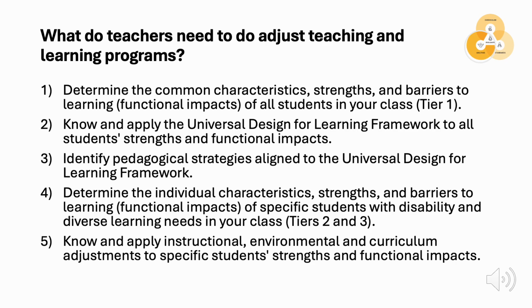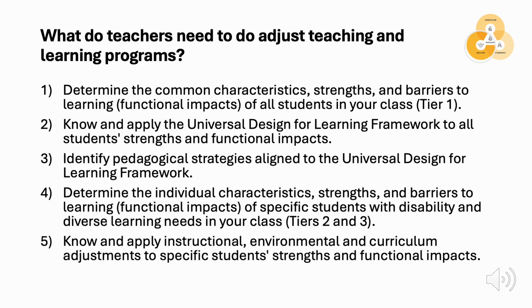In step 2 of the case model, teachers collaboratively need to identify the abilities of all their students. By identifying the strengths and barriers to learning or functional impacts of their students, they can target their support to provide personalized learning. To implement stage 2 of the case model, teachers need to collaboratively follow 5 steps. Once they follow these 5 steps, they're universally designed.